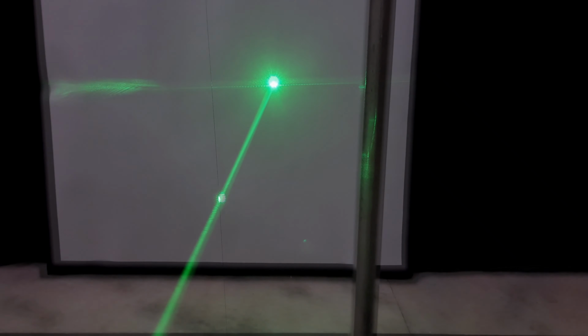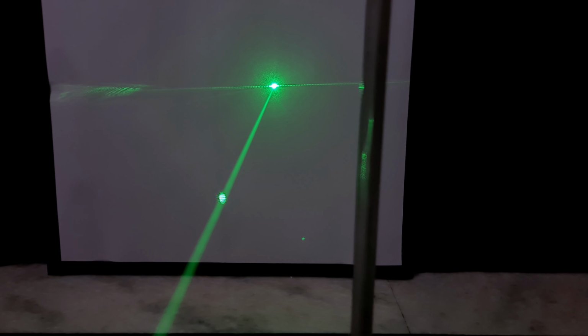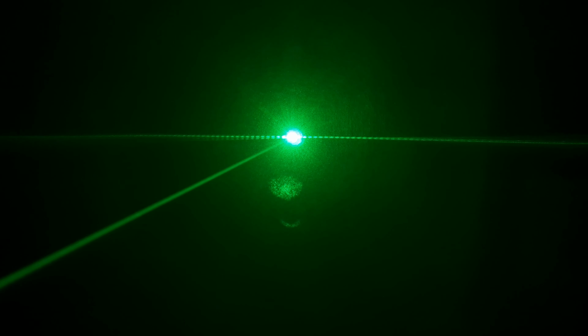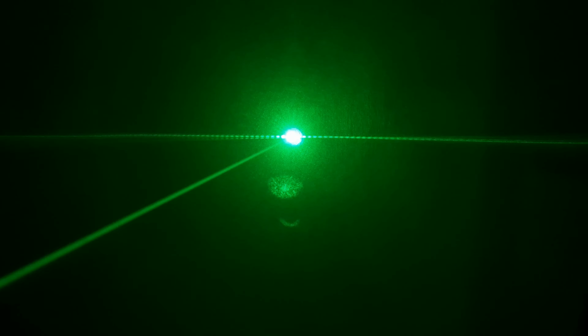The pattern has a central maximum brightness and many smaller and dimmer maxima on either side of it. Thus, the pattern consists of alternate bright and dark bands. The dark band indicates complete absence of light in that region. The bright band indicates that this region is receiving light after getting diffracted from the object.